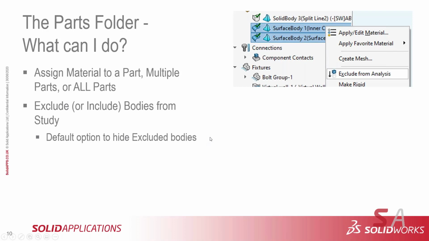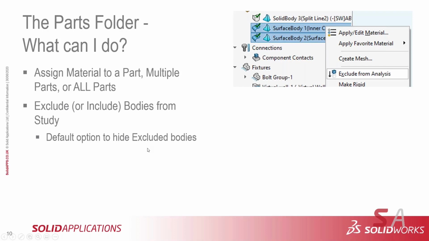So there's a default option in simulation, which I see no need to turn off, which is to hide any body that's been excluded when you are in the study. You go back to your model in SOLIDWORKS, it shows up again, but when you're in the study, once you've excluded something, it's hidden. When it's excluded, it might as well not be there. You could actually call this within the study suppressing the model, suppressing that body, okay? But it's not suppressing it in SOLIDWORKS, it's essentially suppressing it in the study.